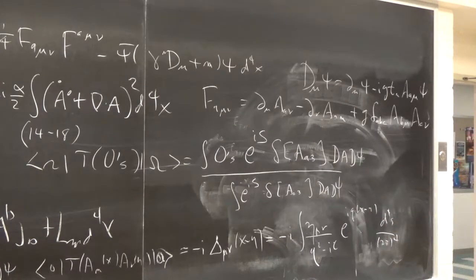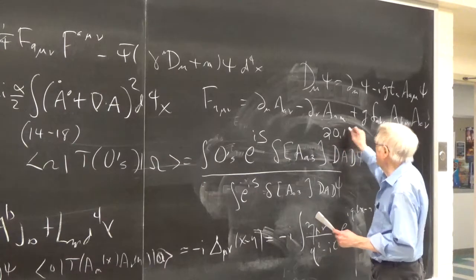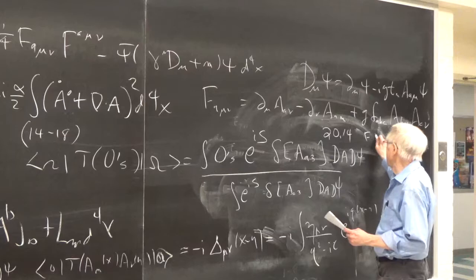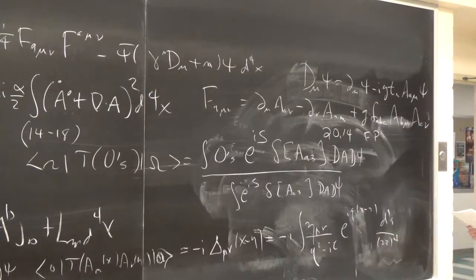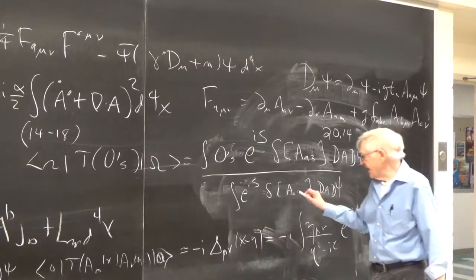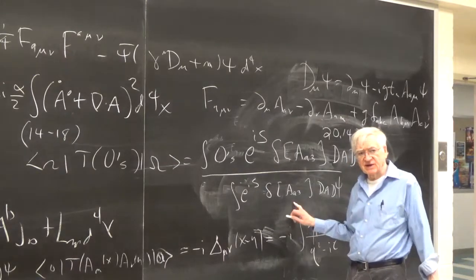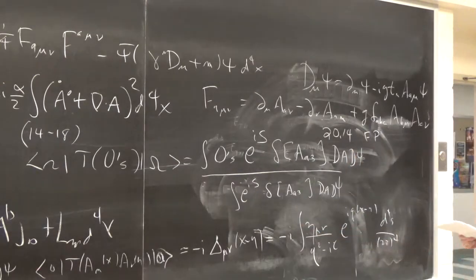And now the trick is, I think I'm going to cut this short. It's in the book, section 20.14. This is called the Faddeev-Popov trick. So the delta A^3, this is like enforcing axial gauge, is that what that is? Yeah, this is axial gauge, setting A^3 equals 0.